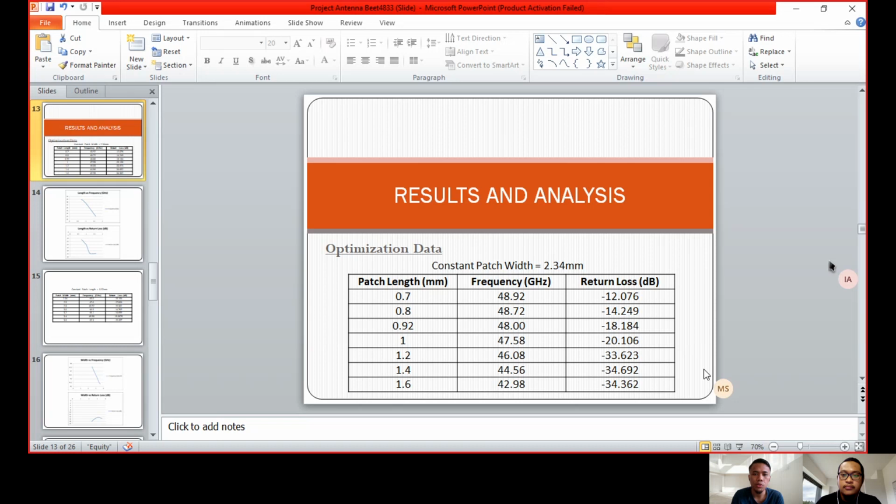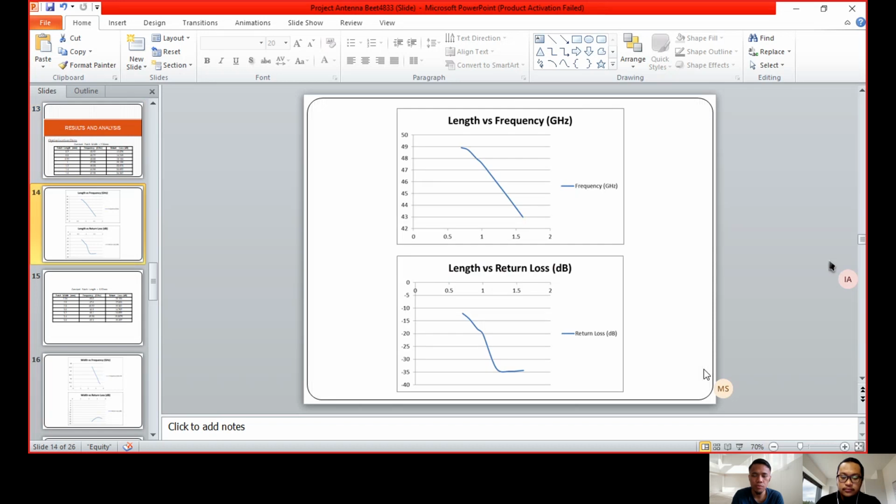So I will be continuing about the results and analysis. For the optimization data, first we use the constant patch width, which is 2.34 millimeter. As we can see, as we increase the patch length, the frequency will decrease and the return loss will increase. So this is the graph that we produce from the data.